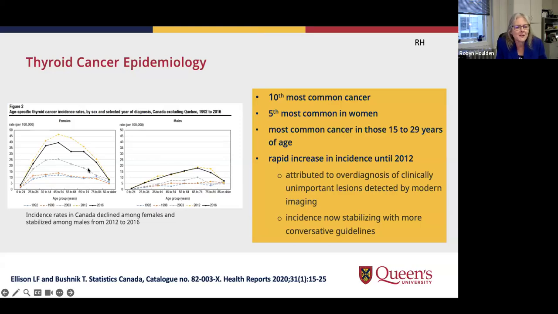image on the left is the 2012. And then if you look at the black one underneath it, it's 2016. And you can see that the incidence is starting to drop. And the feeling is that the incidence really started to pick up in 2012 because we started overdiagnosing it. With modern imaging, we were picking up a lot of lesions and maybe over-investigating them, over-treating them. And now there's a lot more conservative guidelines related to screening and following these nodules. All right, well, if you see the next slide.